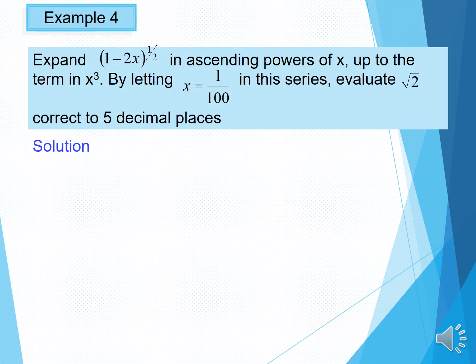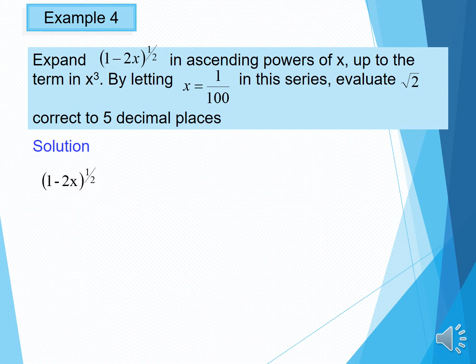Example 4. Expand (1 - 2x)^(1/2) in ascending powers of x up to the term in x^3. By letting x equals 1/100 in this series, evaluate the square root of 2 correct to 5 decimal places.